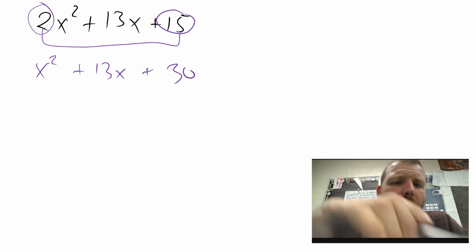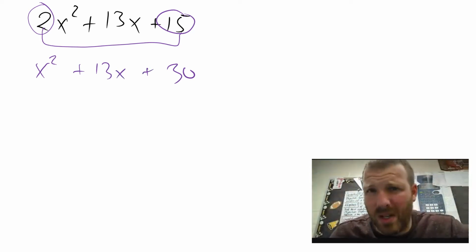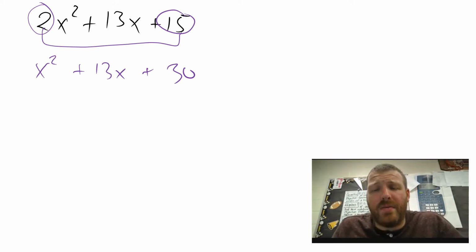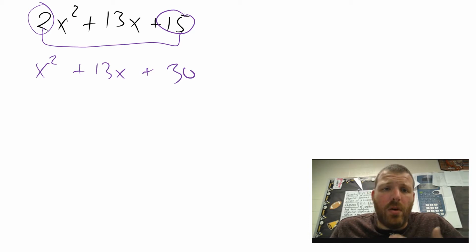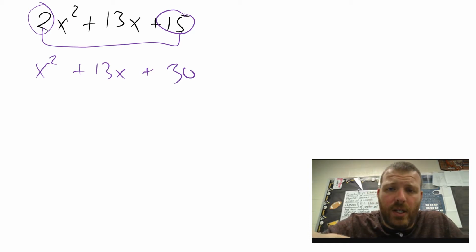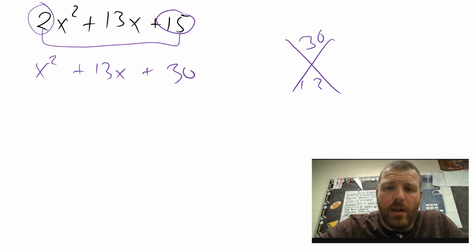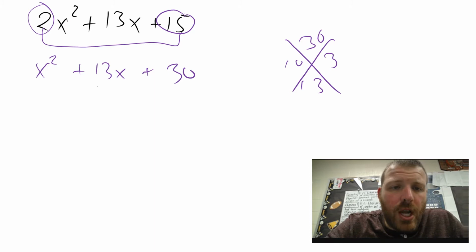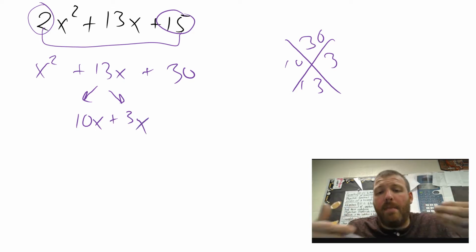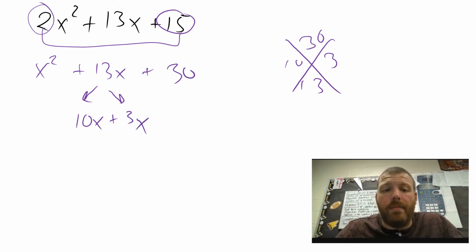And now what we have is a problem that is very similar to the ones that we did earlier, where we're looking for factors of 30 that add together to give you a 13, right? So you're thinking of these cross puzzles. Factors of 30 that add together to give you 13. Well, that's 10 and 3, both positive. So I'm going to change this 13x to 10x plus 3x so that I can make it a grouping problem.